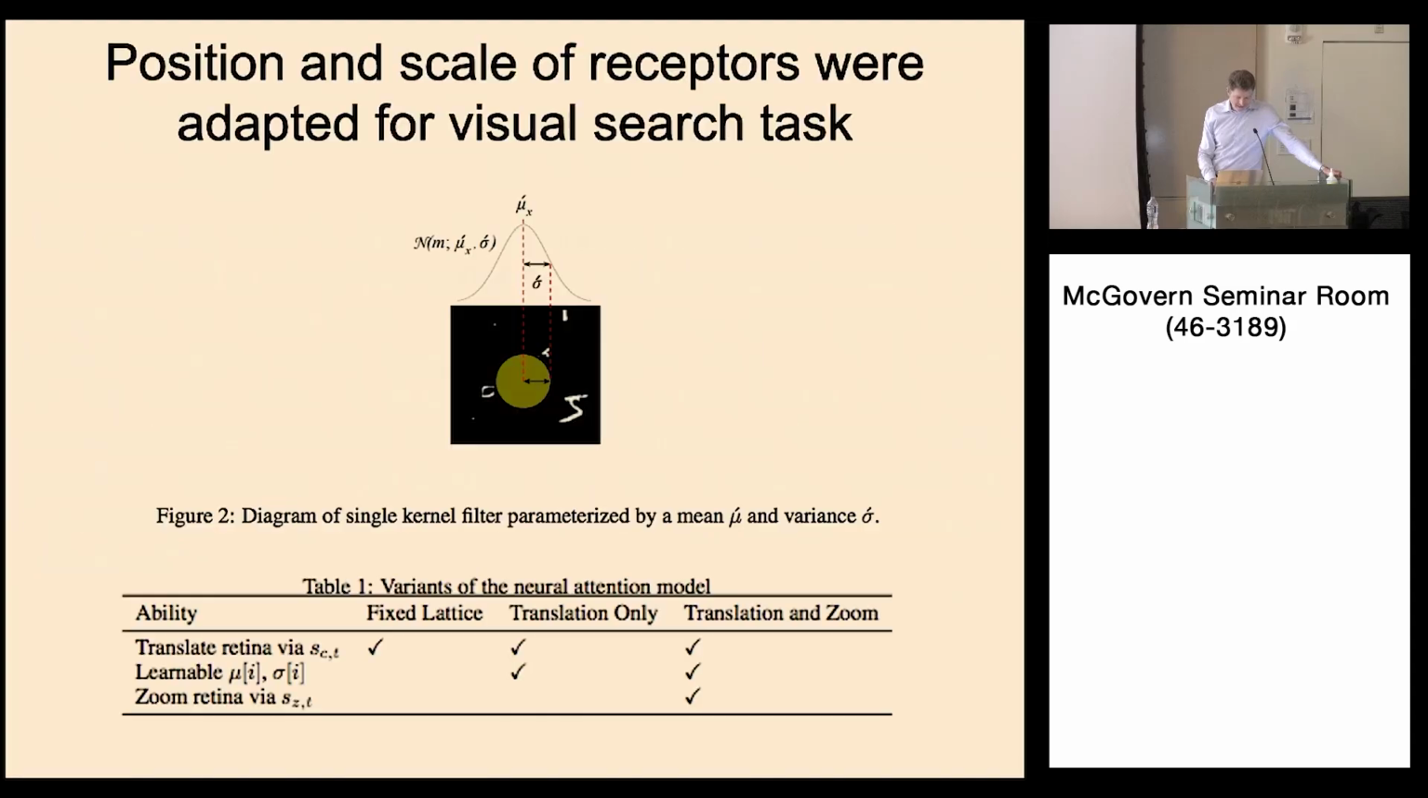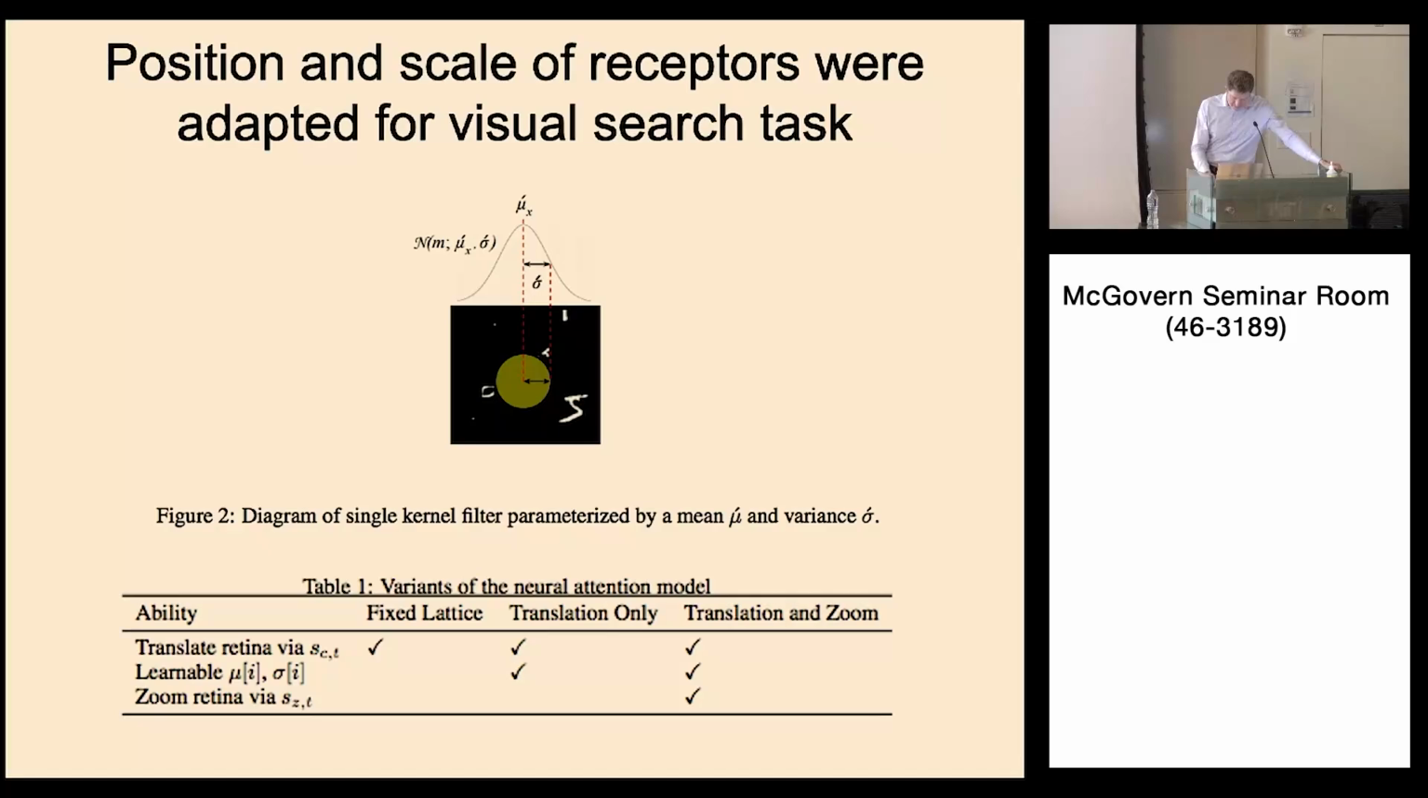Okay, so here's the idea. They've got this system that has a receptor lattice. There's some number of receptors that can sample an image, and each receptor has a particular position and a particular width. So there's this kernel that has these learnable parameters, and there's a whole bunch of these. The idea is that they are going to optimize the position and width of the receptors on this retina for a vision task.